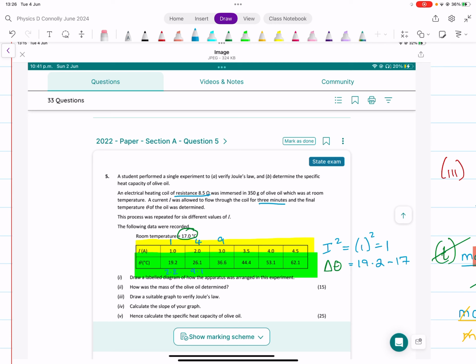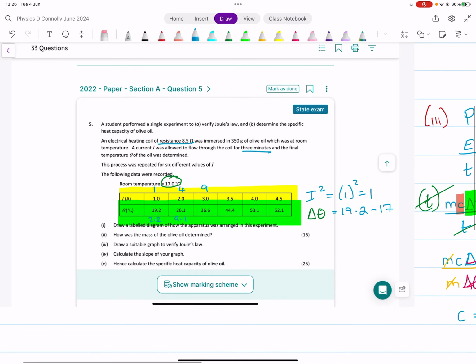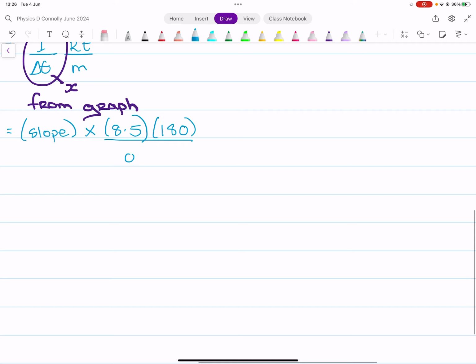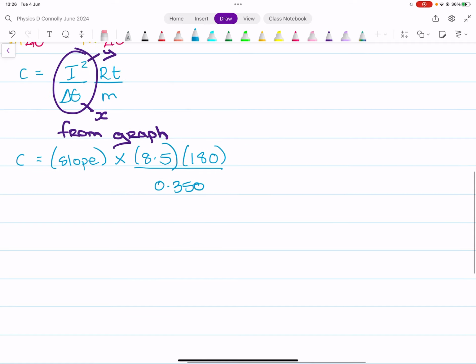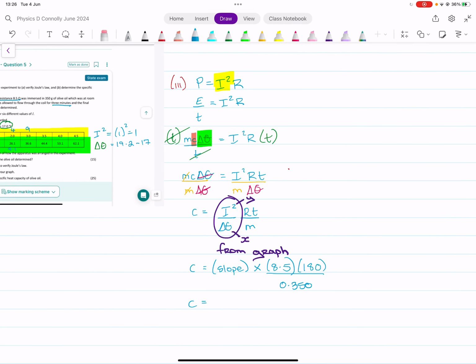Oh, there, 3 minutes, 180 seconds, over the mass, 350, yeah, so 0.350 kilograms. And then that will give you whatever the specific heat capacity is. Yep, hope that makes sense.